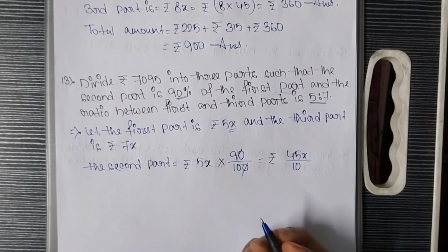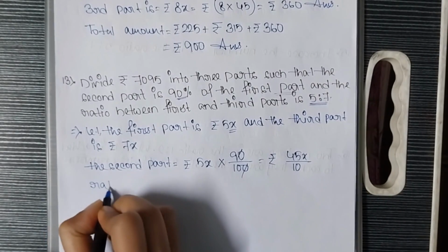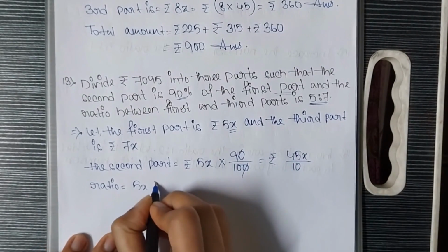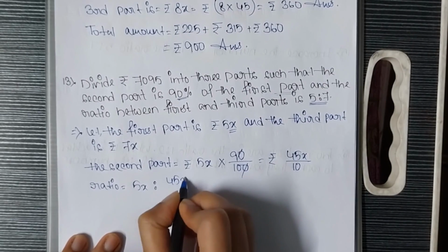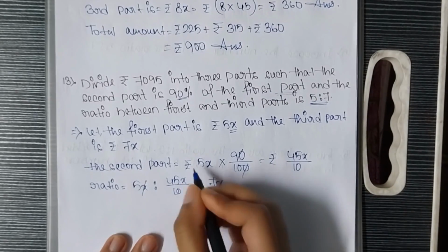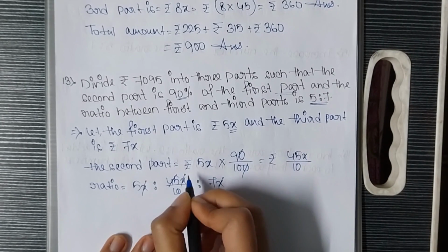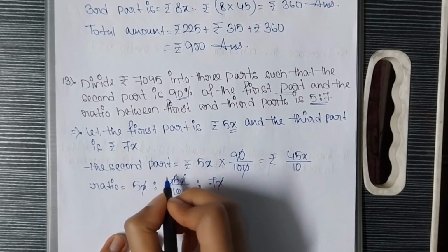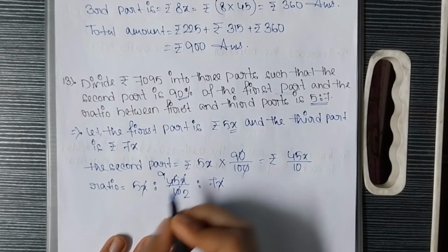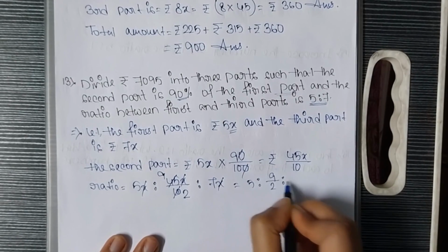Now we can easily calculate the ratio of the three parts. The first part is 5x, the second part is 45x by 10, and the third part is 7x. The common thing is x, we can cut it. We can also simplify: 5 nines are 45, 5 twos are 10. So here 5 is to 9 by 2 is to 7.